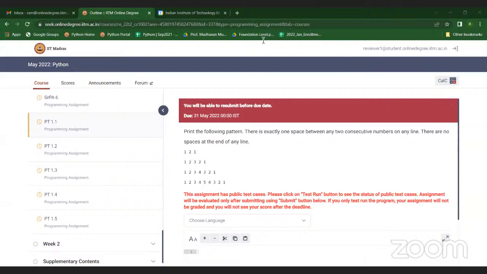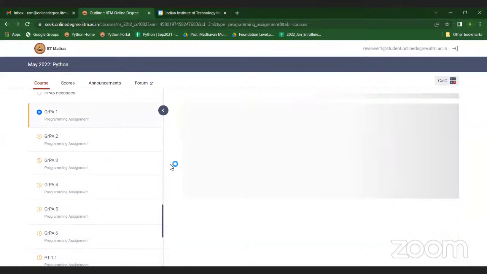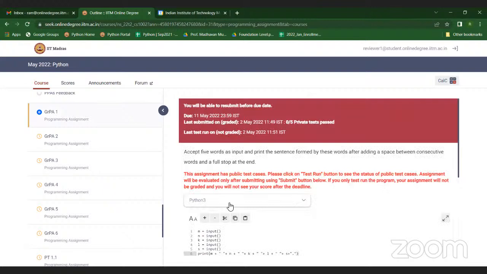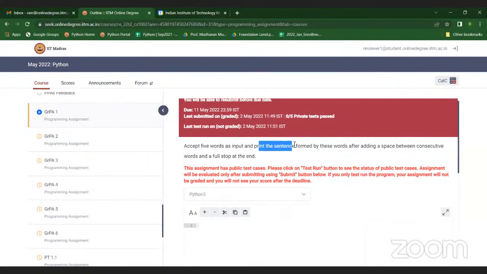I was trying to solve the GRPA1. It's asking me to enter 5 words, and between the words there should be a space, and at the end a period. I took variable A as string input, like that I took 5 variables. This is what I did, but it's giving me the wrong answer. If you want, I can share my screen, sir.